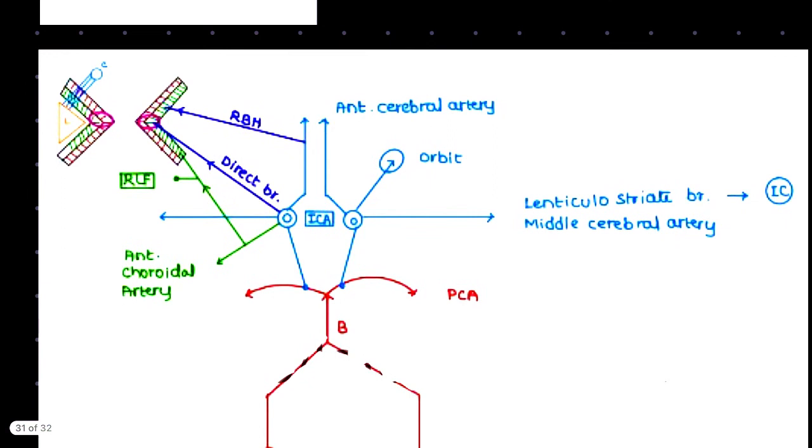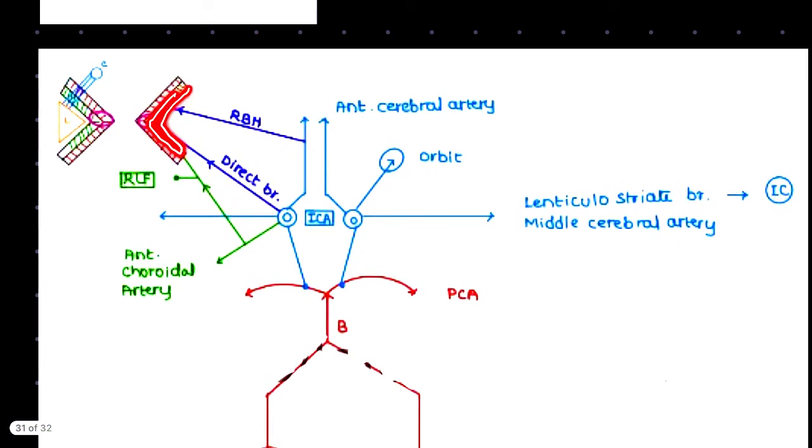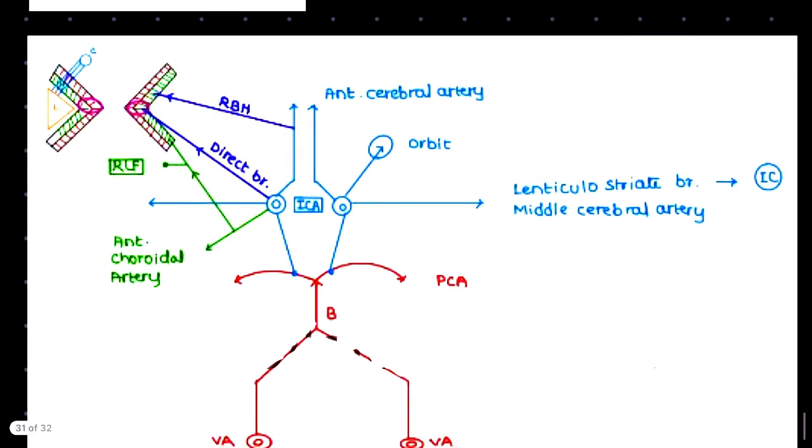Now what about this ventral part? The ventral part is divided into the anterior limb and the posterior limb. The anterior limb is supplied by the anterior cerebral artery. Which branch of the anterior cerebral artery? This is our recurrent branch of Heubner. The genu is supplied by a direct branch of the internal carotid artery.